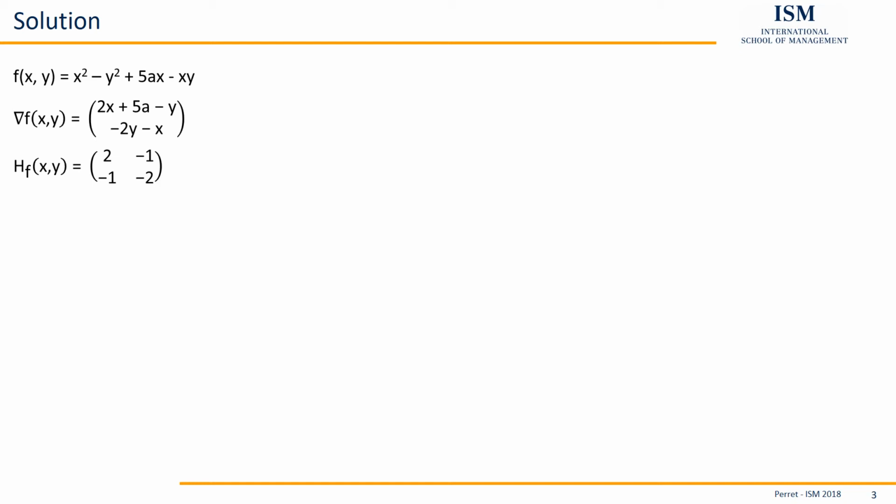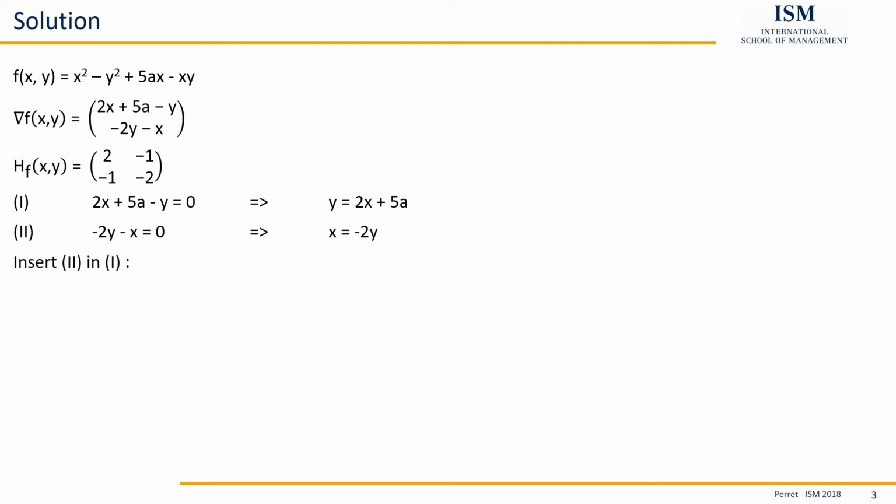Then, to actually find our extrema, we need to equalize the first derivatives with 0. This gives us, for the first derivative, 2x plus 5a minus y, which we can easily solve for y, reading as y being equal to 2x plus 5a. Something similar we're doing with the second one. Here we can solve this for x, giving us an x being equal to minus 2y.